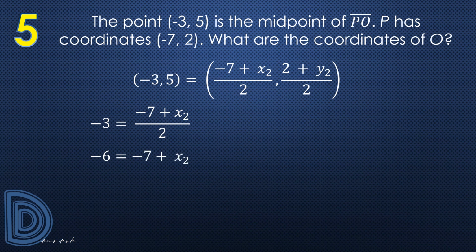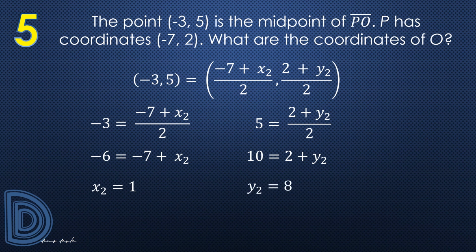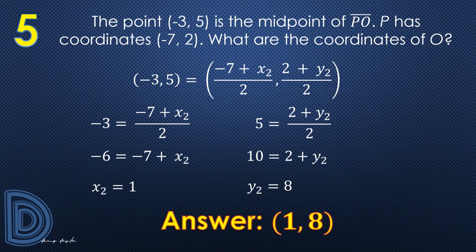Multiplying both sides by 2 and getting the value of x sub 2, that is equal to 1. On the other hand, 5 is the y coordinate of the midpoint, so that is 2 plus y sub 2 over 2. Multiplying both sides by 2 and then getting the value of y sub 2 is 10 minus 2, or 8. Therefore, the coordinates of Q are 1 and 8, or 1, 8.